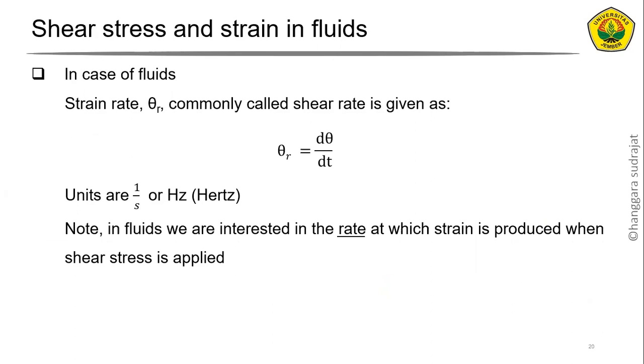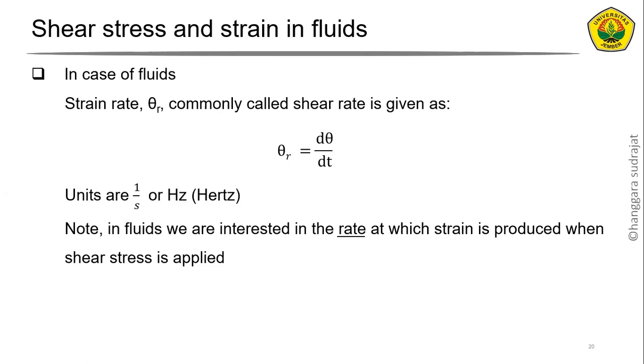Now, what about shear strain in fluids? In the case of fluid, we use theta dot, and we call that strain rate. This is commonly called shear rate. So theta dot is d theta over dt. The units are 1/s, or we can call it hertz.